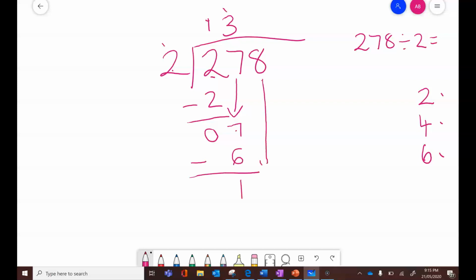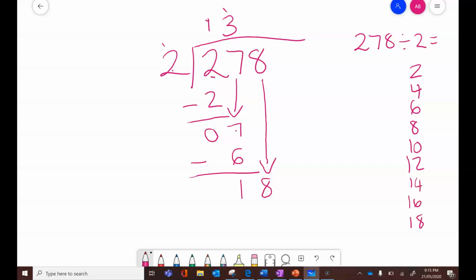And then I bring down my 8 all the way down here. And I'm going to do 18 divided by 2. And again, you can use your skip counting. 2, 4, 6, 8, 10, 12, 14, 16, 18. I land right on it. How many sets of 2? 1, 2, 3, 4, 5, 6, 7, 8, 9. 9 sets of 2. And I just check my multiplication. 9 times 2 is 18. And when I take that away, I know I'm finished because I'm at 0. There's nothing left to divide.